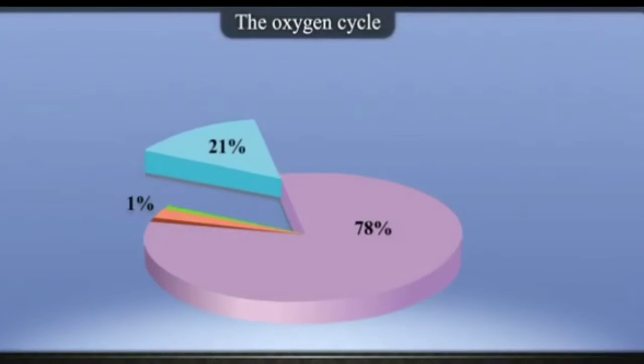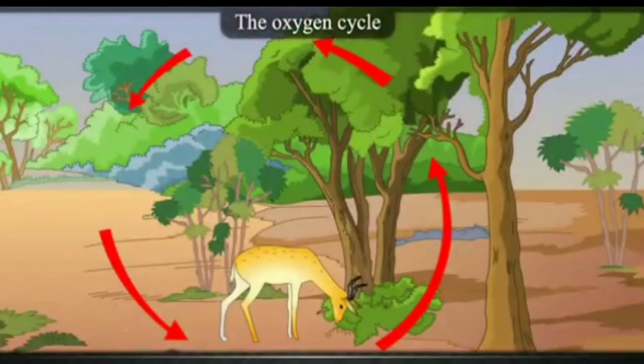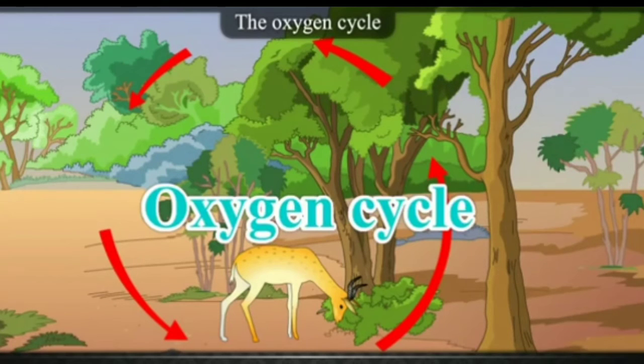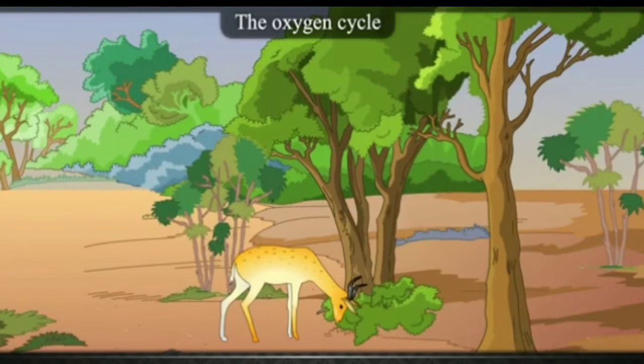Children, moving to the next topic, the oxygen cycle. Oxygen forms 21% of the atmosphere. It is also present in the hydrosphere and lithosphere. Circulation and recycling of oxygen within the biosphere is called the oxygen cycle. This cycle also includes both the biotic and abiotic components.